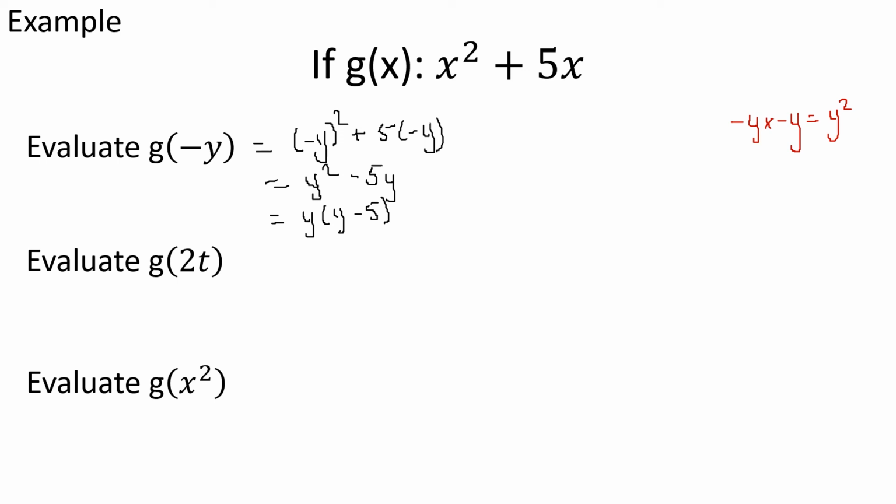So whenever we see x, we need to substitute in 2t. So we have 2t squared plus 5 times 2t. So again, if we just go to the side and work out our squares, so we've got 2t times 2t. So let's deal with the numbers first. 2 times 2 is 4. If we've got t times t, it would be t squared. So our next line is 4t squared, and then we've got 5 times 2t, which is 10t.